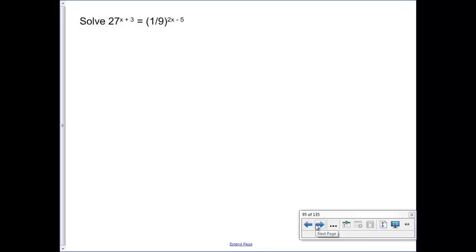So here's what we want to solve: 27 to the x plus 3 equals 1 over 9 to the 2x minus 5. You could use your calculator. But I'm fairly confident that most of you can do that now without me showing you more than one example. So let's use it as a check.